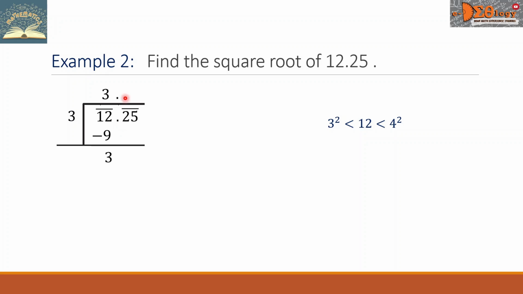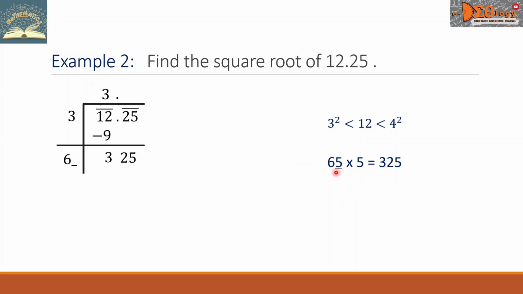Then we copy the decimal point on top. Then we bring down 25. So the new dividend is 325. Next step, we double this number 3. It becomes 6. Then there is a blank after number 6 that represents a digit. By trial and error, we can show that we can write 5, so 65. Then we multiply 65 by the number 5. And the answer is 325, which is equal to the new dividend.